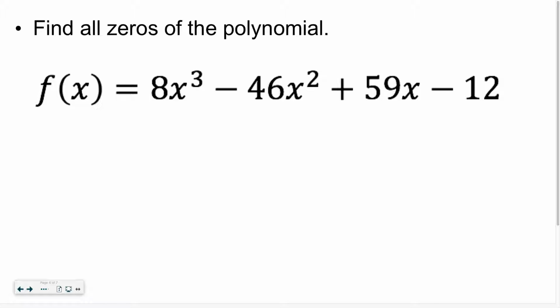Okay, let's find all the zeros of this polynomial. F of x equals 8x cubed minus 46x squared plus 59x minus 12.